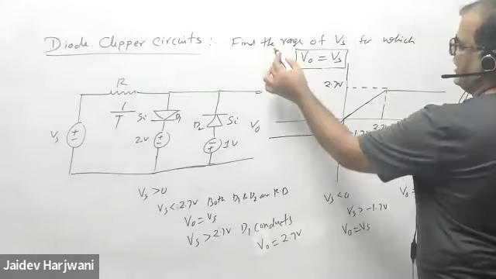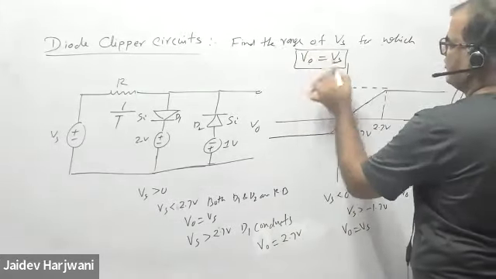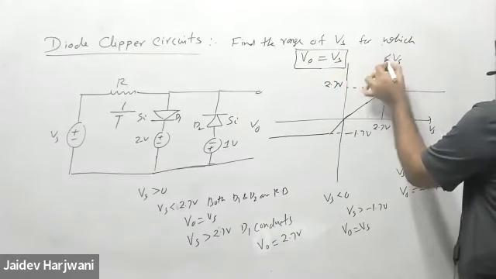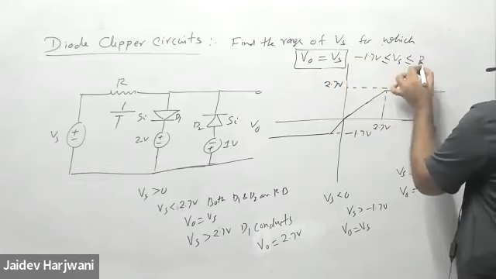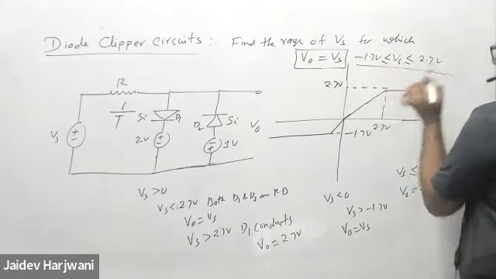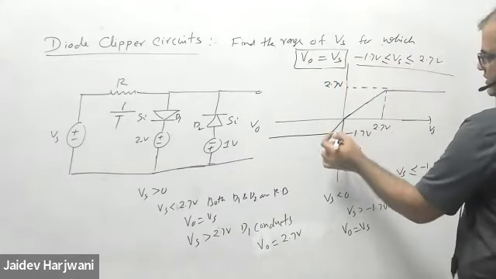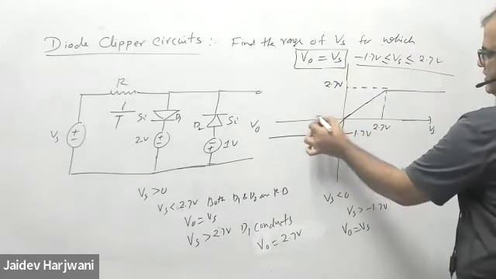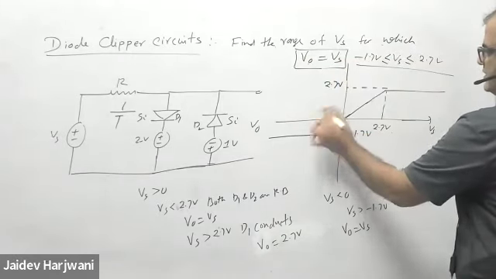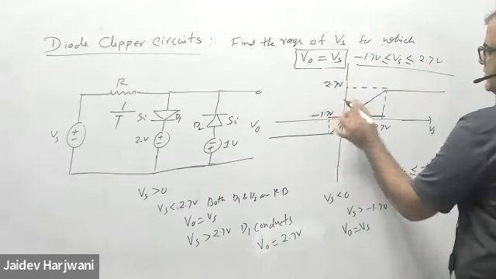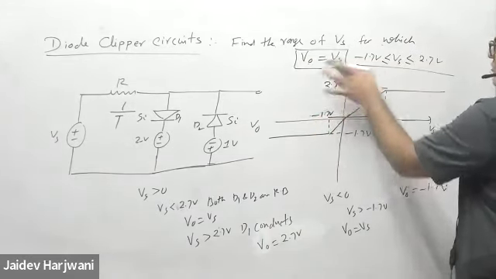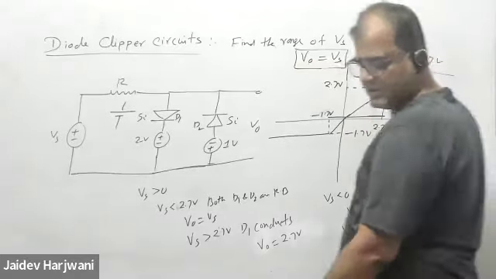So you're asked to find the range for which V naught equals Vs. So the range of Vs will be minus 1.7 volt to 2.7 volt. In this range, you get V naught equals Vs.